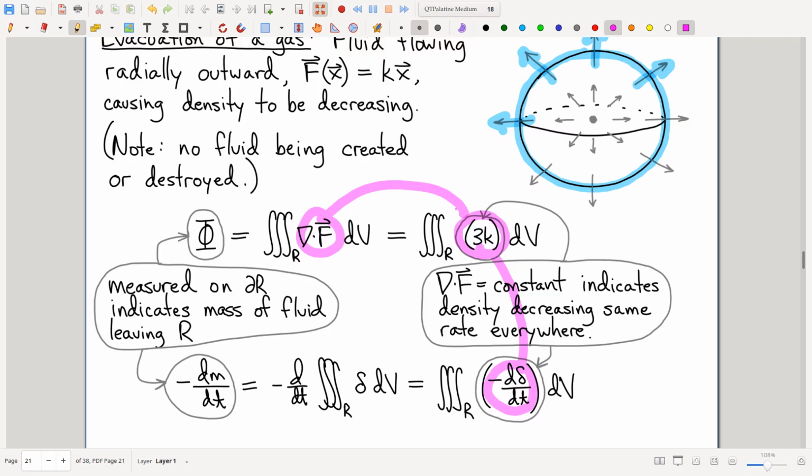In this case, with this particular kind of fluid, divergence represents how fast the density is decreasing, right, per this observation here.